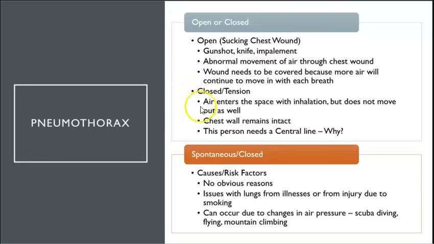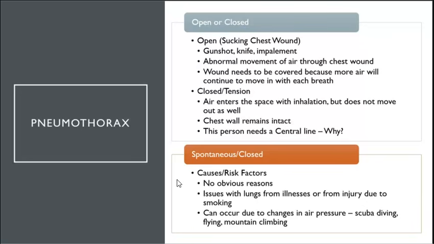Now, a closed chest wall, so a closed pneumothorax. Air enters the space when inhaling but does not move out as well, but it's not moving in through a wound. You're breathing in, it stays there. Chest wall remains intact. The patient is likely going to need a central line.